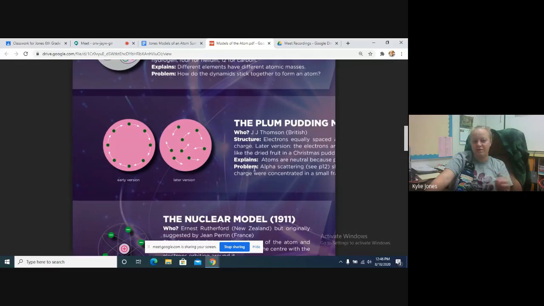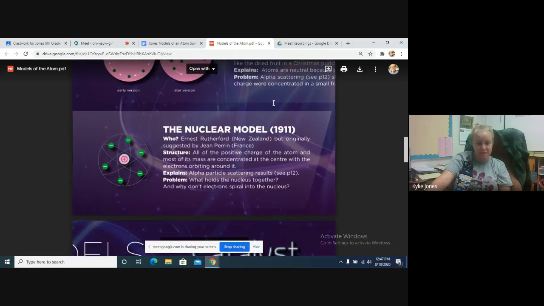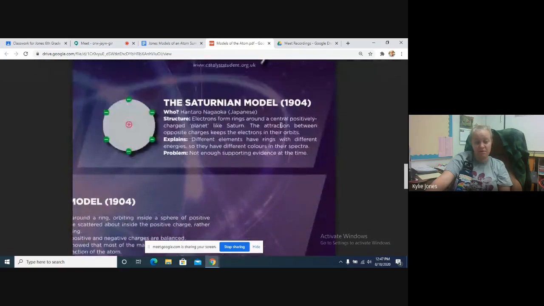There's still a negative part that's happening. But the earlier version of it was that these electrons were just evenly spaced and went in a circle. And then the later version was kind of like they were all over the place and scattered everywhere, essentially like a plum pudding, which is a British dessert around Christmas time. Okay, I think, let's see, our next one.